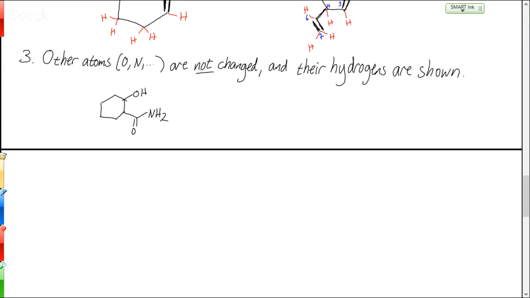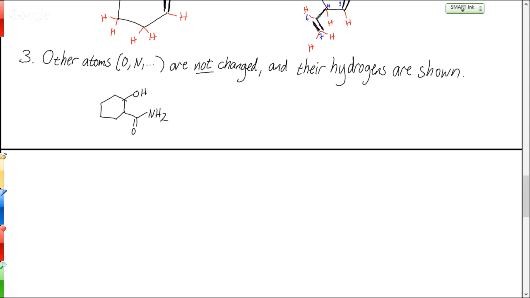So if we don't show the hydrogens, we don't actually know how many hydrogens. So when you write oxygens or nitrogens in a line structure, or any other kind of atom, you always still keep their hydrogens there. Hydrogens don't come off the way they do with carbon. All right, and that's line structures.